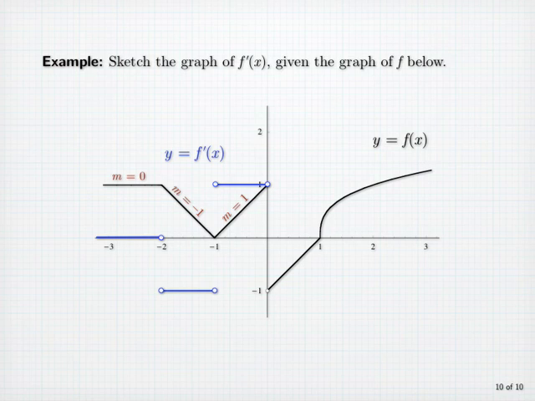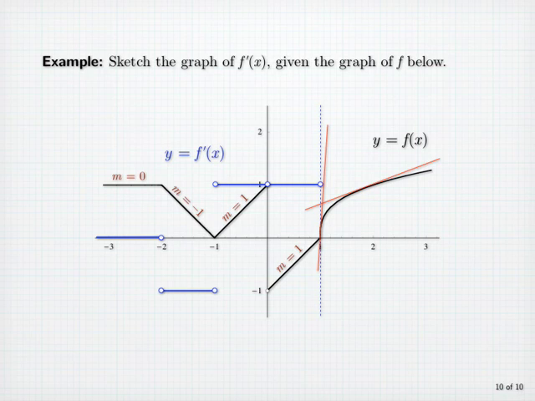Now the graph of f has a discontinuity at x equals 0, so f prime of 0 doesn't exist. Between 0 and 1, the graph of f has slope 1, and so the graph of f prime looks like this. Now to the right of 1, the graph of f has a positive slope, and the closer we are to 1, the larger that positive slope is. In fact, the limit from the right as x approaches 1 of the slope will actually be plus infinity.